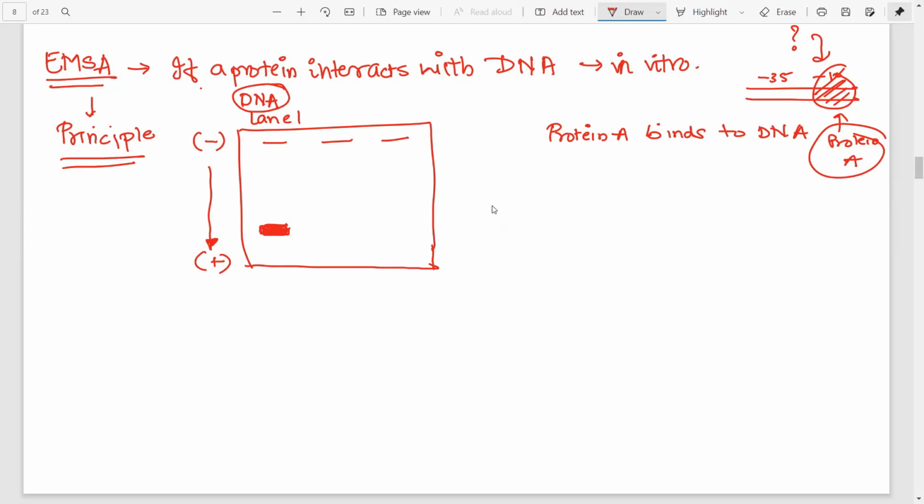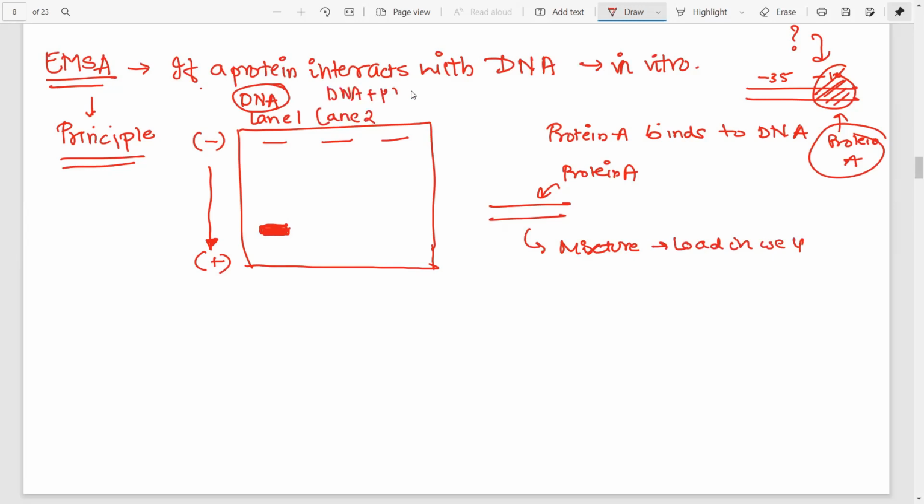Now, to this DNA that is under study, I add the protein A. So in vitro, I will take a test tube, add the DNA, and add the protein. Then I will take this mixture and load it in the well. Let's say lane 2 is where I have loaded the DNA and the protein. Now, let us consider case 1, where the DNA is actually bound by this protein A. So protein A does bind to the DNA.